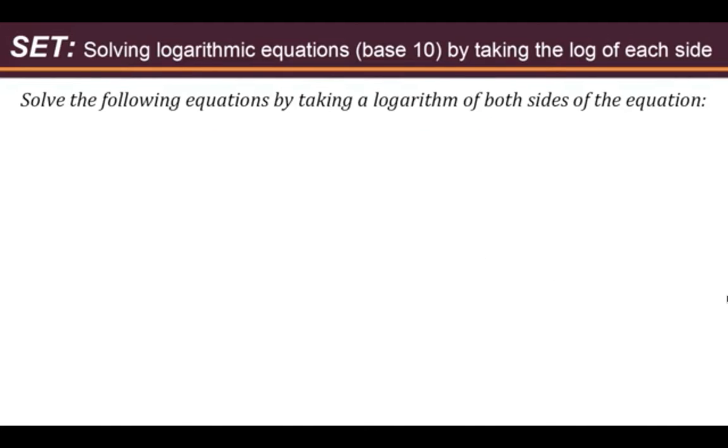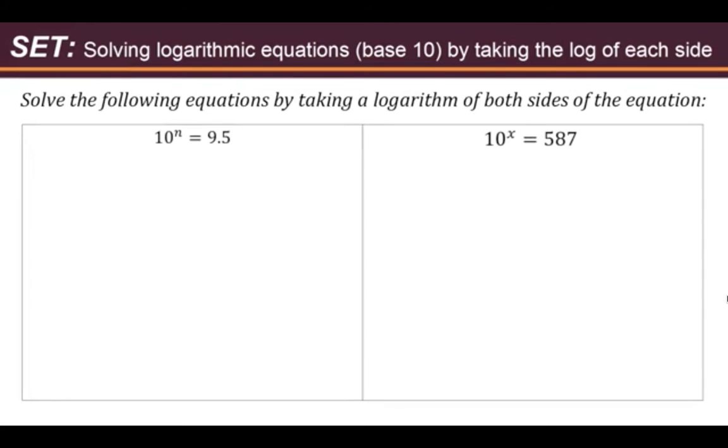For example, solve the following equations by taking the logarithm of both sides of the equation. For our first equation, we have 10 raised to the n equals 9.5. Since this is not a simple exponential equation that we know the answer to, we need to use a logarithm to help us solve for n. We can use the principle above, log base x of x to the k equals k, to help us get n alone on the left side of the equation. Since the base of the exponential equation is 10, then the base of our logarithm also needs to be 10. So, log base 10 of 10 raised to the n equals log base 10 of 9.5.